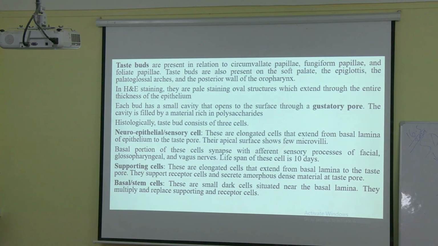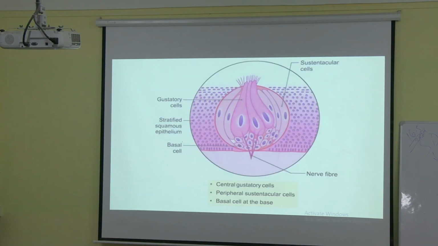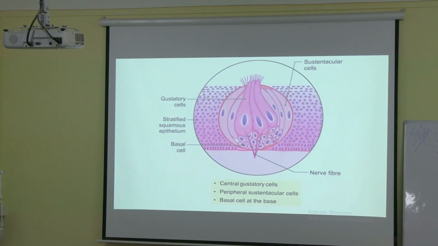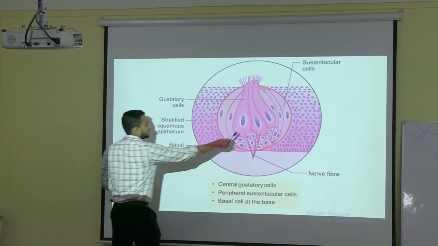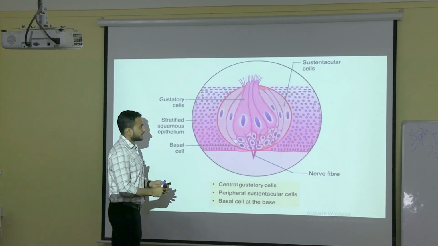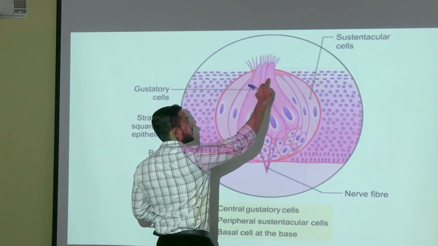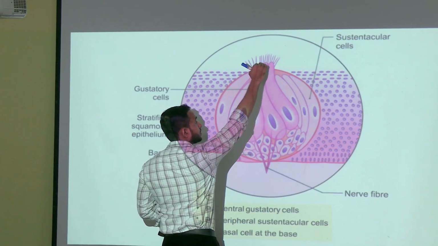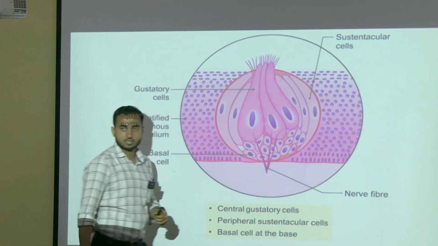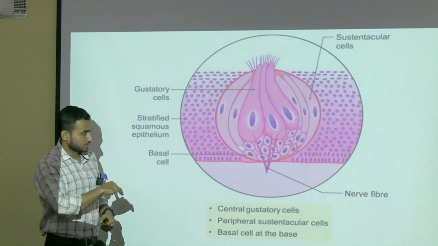Now here you can see the diagram. So what are the three different types of cells you can see? These gustatory cells are nothing but the neuroepithelial cells. ठीक है? As you can see, these are extending from the pore. यहाँ पे एक pore रहता है, gustatory pore. Through that pore, it will enter into the gustatory cavity. यहाँ पे cavity रहता है.